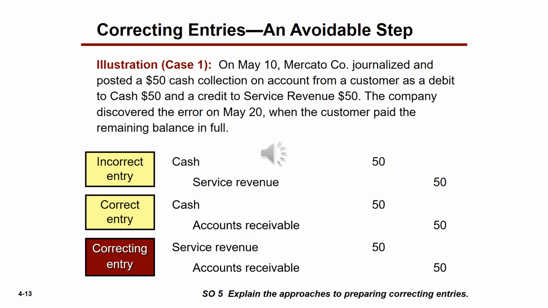So now we have an issue where we have an overstatement of the service revenue account. We have $50 extra in service revenue, and we have a shortage in the accounts receivable account. So the correcting entry that we can carry out here is that we debit service revenue for the same amount, thus eliminating the effect of the $50 that was credited by mistake, and we credit accounts receivable $50.